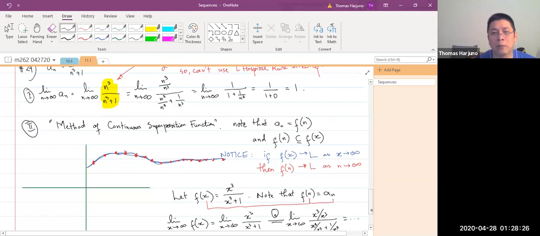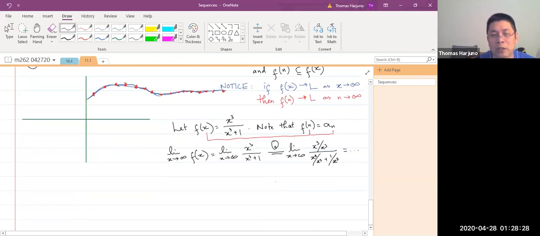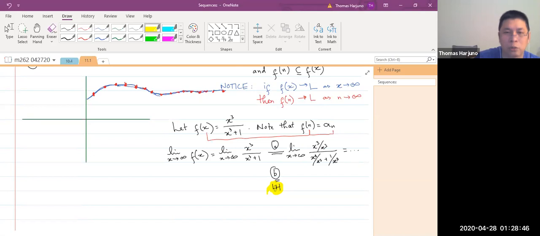But the reason I show you this is that once you have a continuous function, then you can apply L'Hopital's rule. This is when you can apply L'Hopital's rule. You cannot apply L'Hopital's rule directly to the sequence. You can only apply it once you have a continuous function.